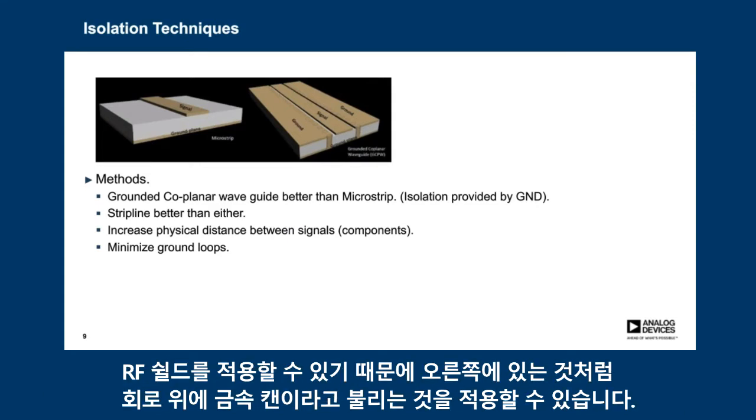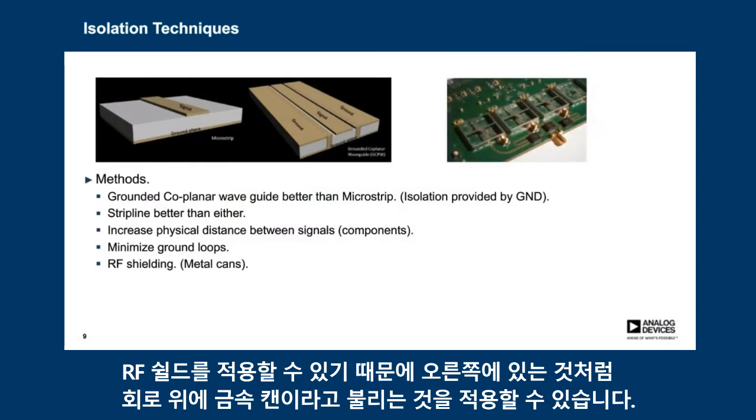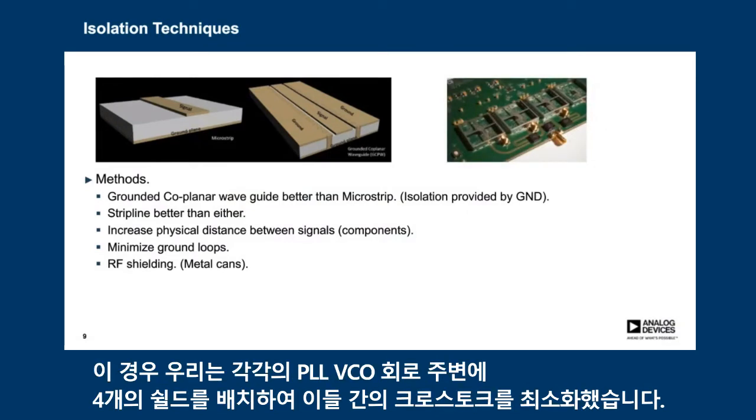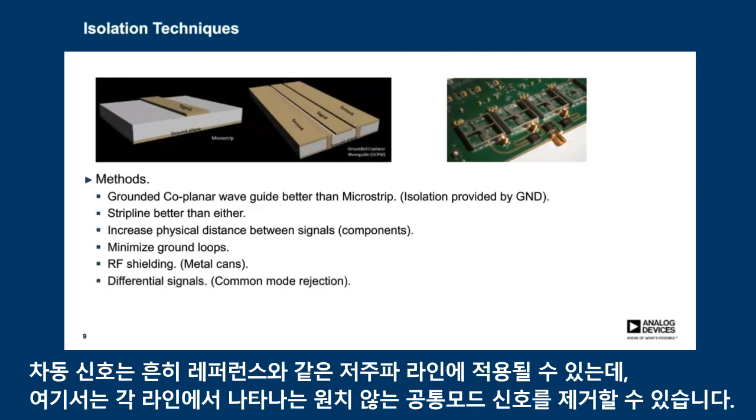RF shielding can be employed, so we can have what we call metal cans over circuitry, like we have here on the right-hand side. And in this case, we have 4 shields around each of the PLL VCO circuitry to minimize the crosstalk between them. Differential signals can often be employed then for lower frequency lines like the reference, where we might be able to eliminate any common mode unwanted signals that appear in each of those lines.